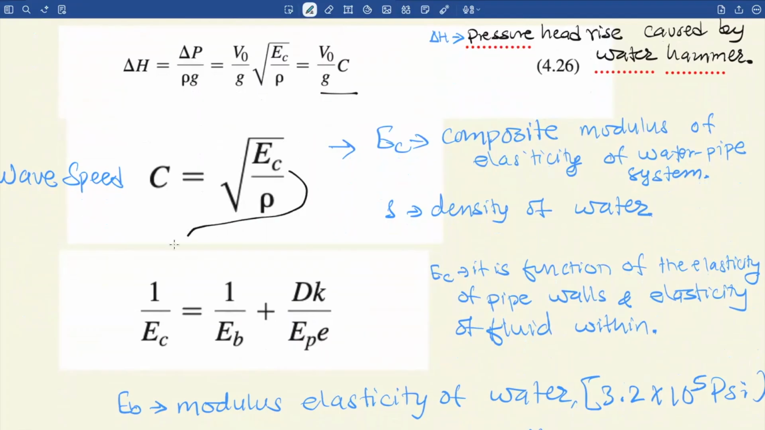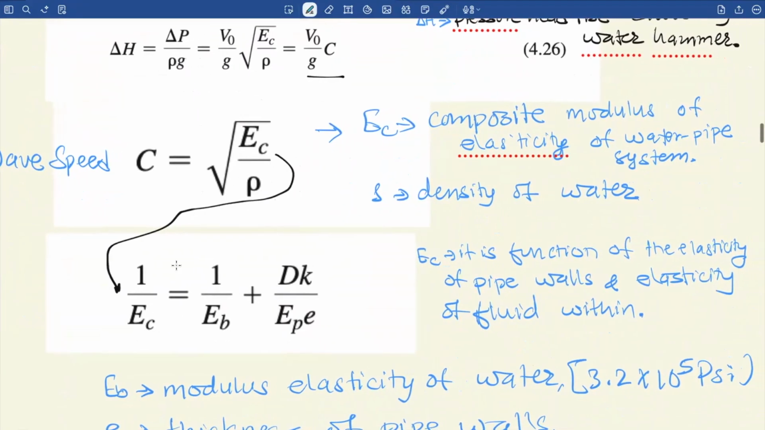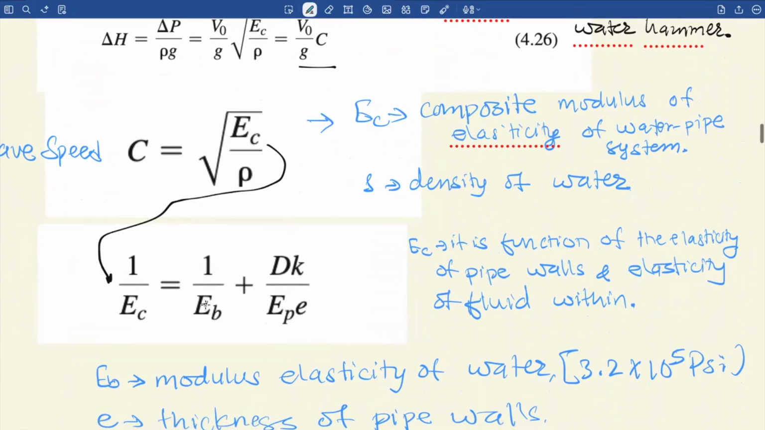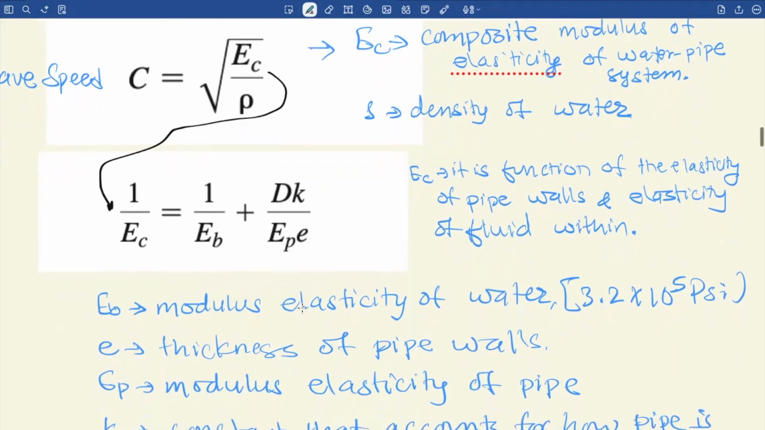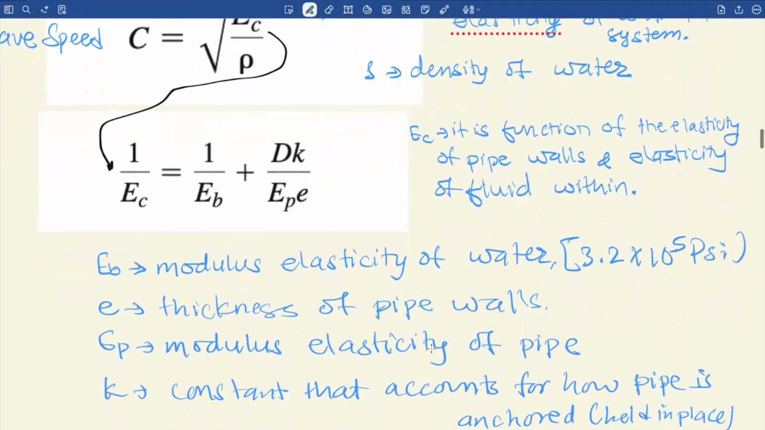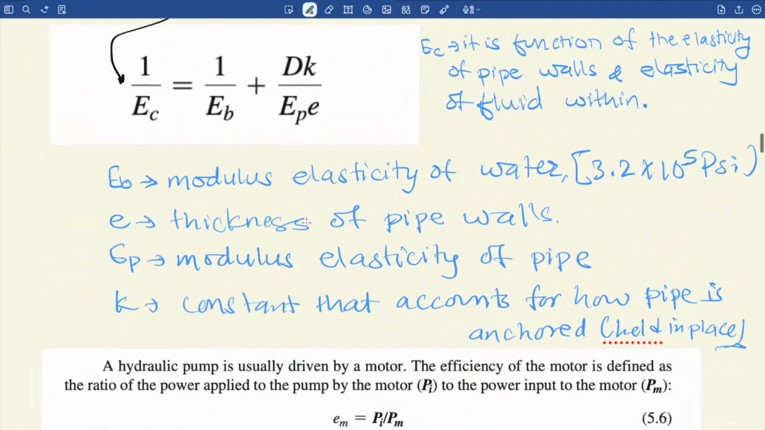Similarly, EC, the composite modulus of elasticity of the water-pipe system, will be equal to 1 by (1 by the modulus of elasticity of water plus dK by EP times e). Here e is the thickness of the pipe walls, EP is the modulus of elasticity of the pipe, and K is a constant. So in our numericals, we will utilize all these formulas.